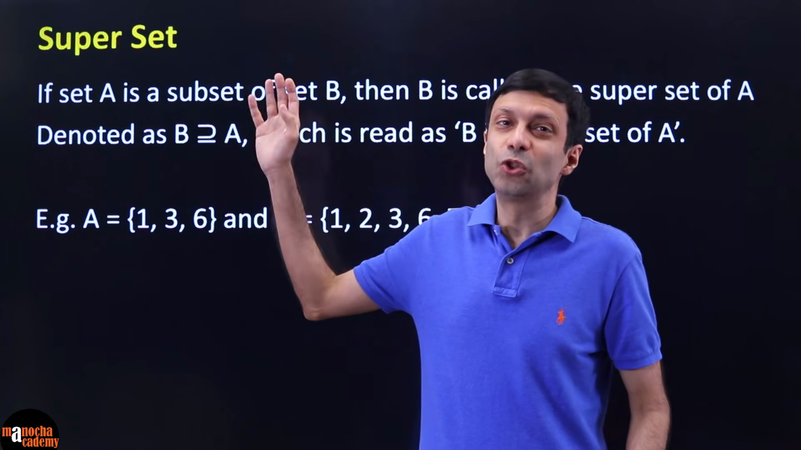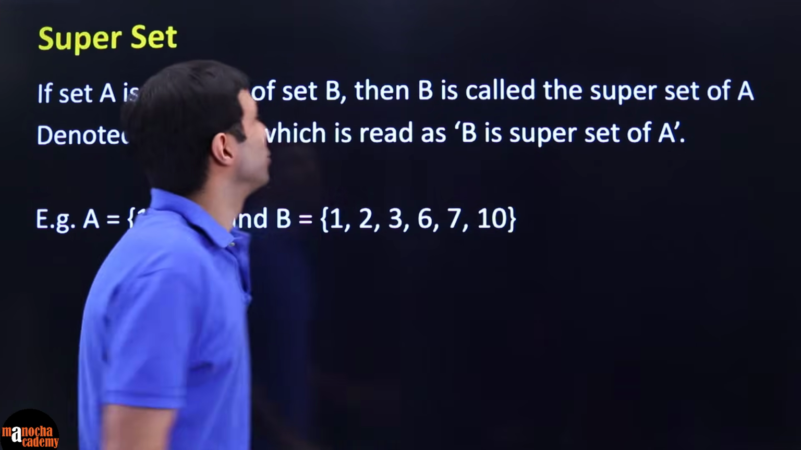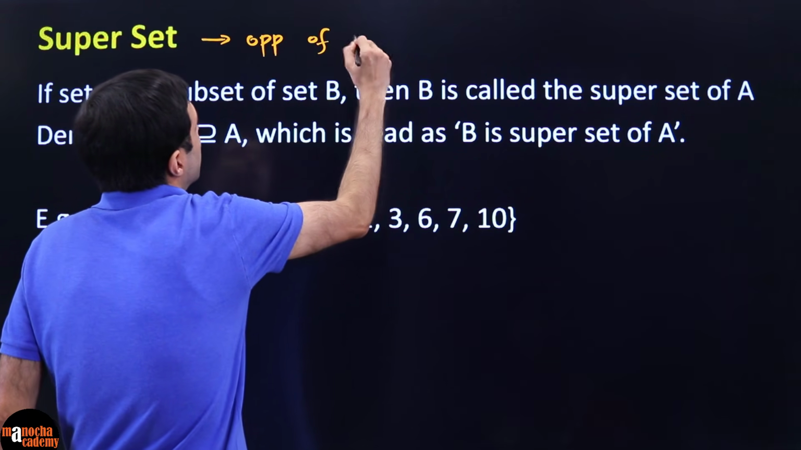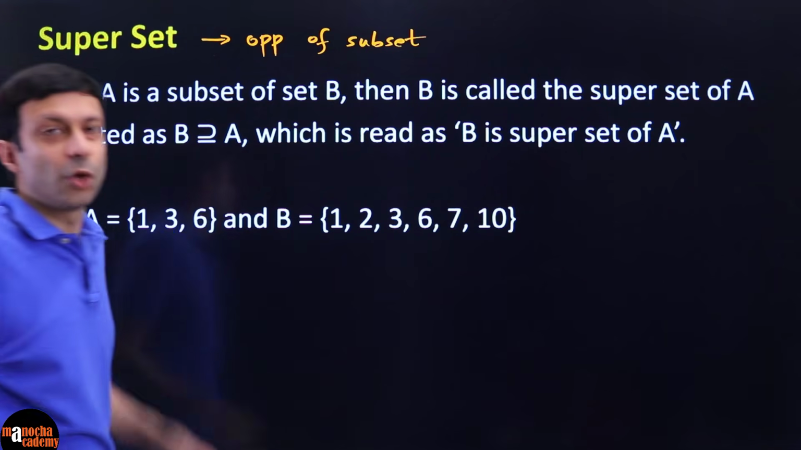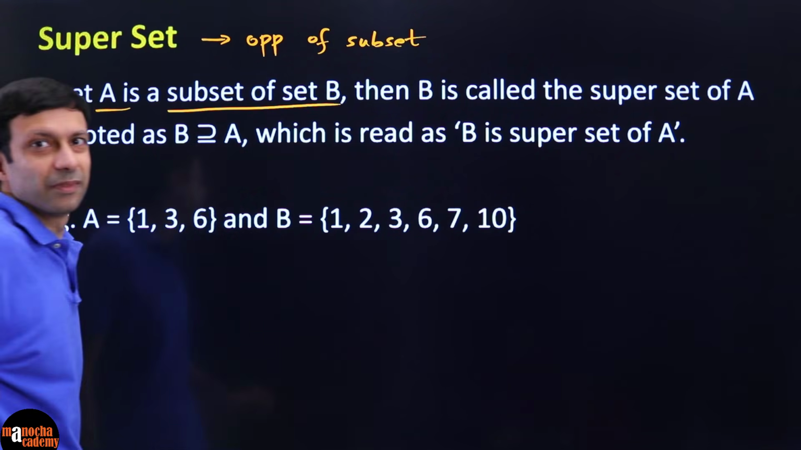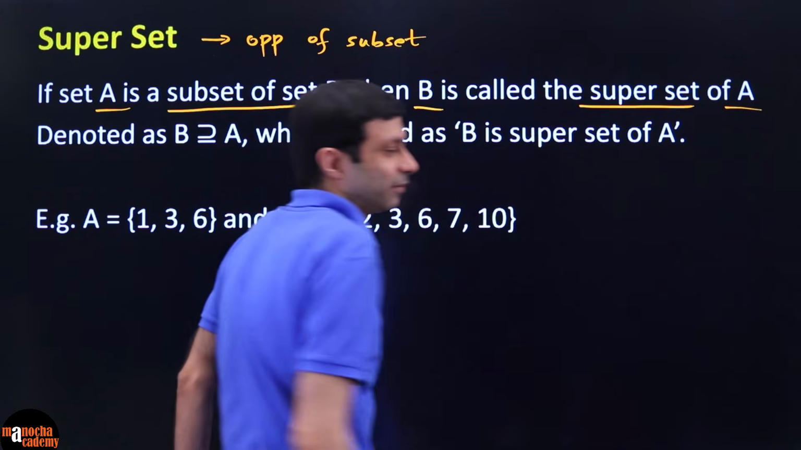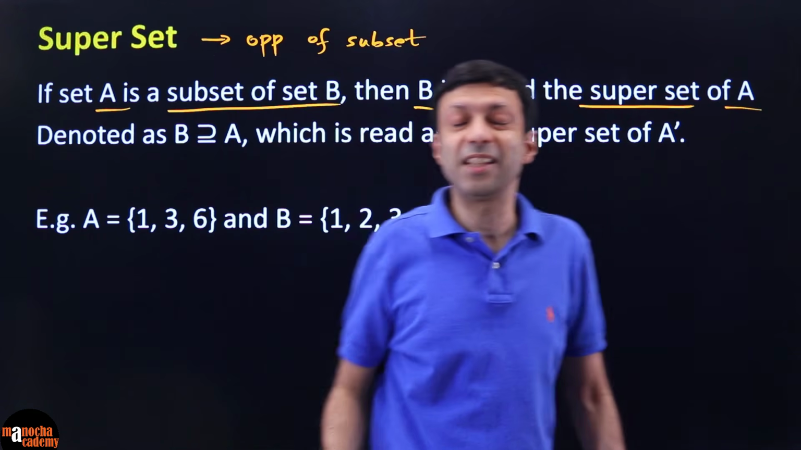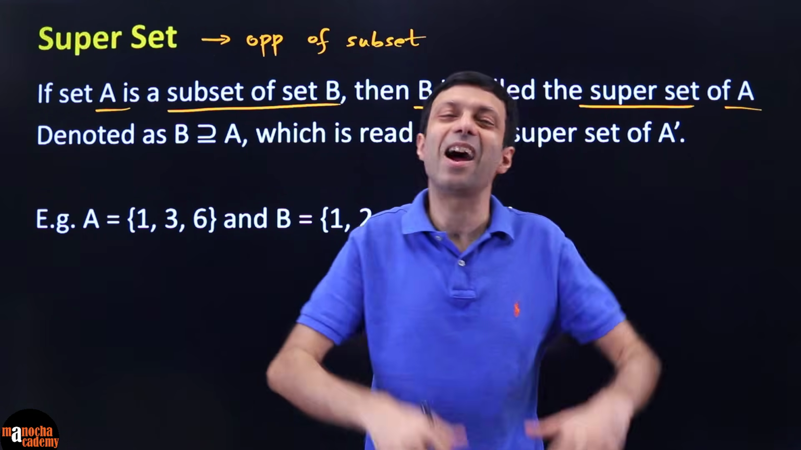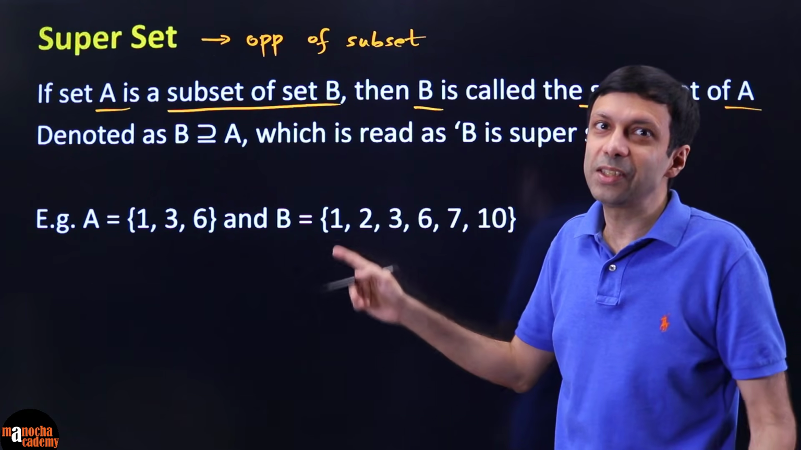Now let's look at supersets. Superset is basically the opposite of subset. So that's the easy way you can remember. It is the opposite of subsets. So if we consider this example that A is a subset of set B, then B is called the superset of A. Because B says, hey A, I have everything that you have. So you are the subset, I am the superset. Clear?